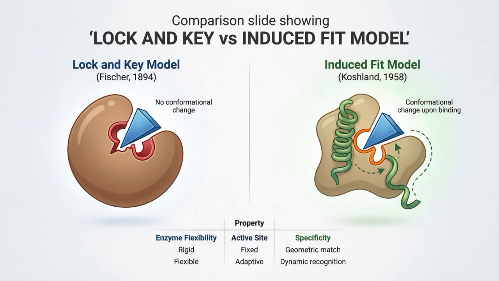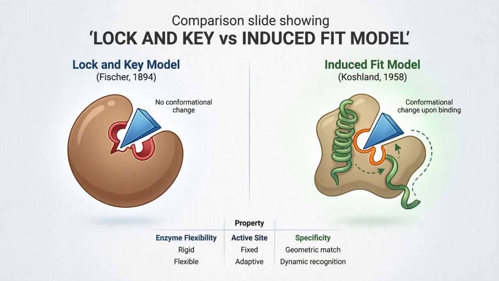So the fundamental difference is, the lock and key model from 1894 features a brown rigid enzyme and a red fixed active site where the substrate fits perfectly from the start with no movement. It is like a metal key and a metal lock. The Induced Fit model from 1958 features a brown, flexible enzyme with green protein chains and an orange adaptive active site. The substrate induces a shape change. Movement occurs and the enzyme molds to fit.